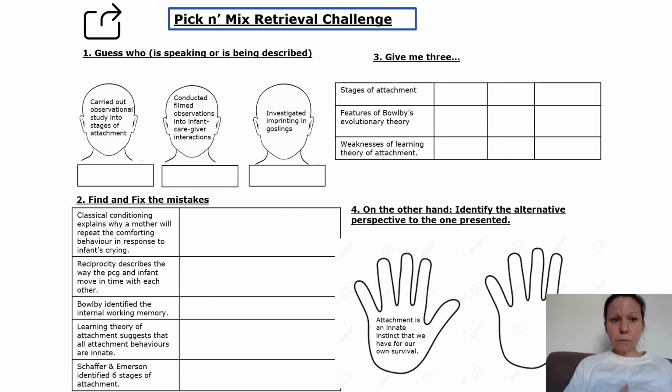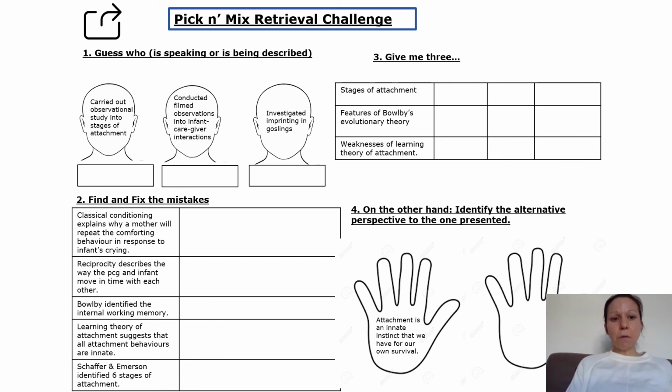Obviously, you did your assessment yesterday, and we'll be doing our whole class feedback on that next week when I've had a chance to mark everybody's. But for today, we're ploughing on with our attachment topic, and we are going to be moving on slightly today to look at something called Ainsworth's strange situation. Ainsworth being the researcher, and the strange situation being what she named her particular study.